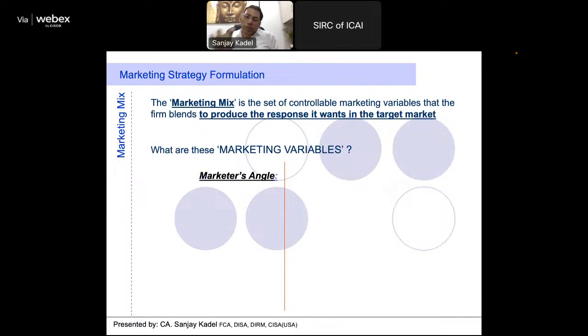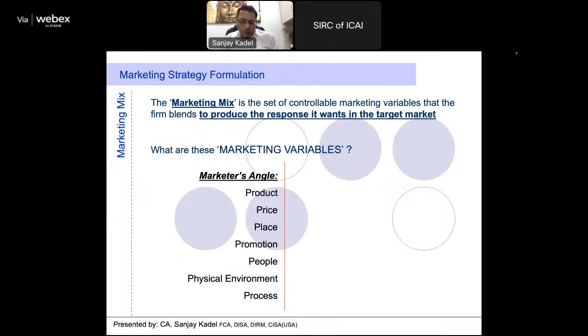Let us see that. From the marketer's angle, that is from the seller's angle, these variables are: product. Product itself is a component of marketing. Price, where you offer discounts, etc. Place, which is convenience for the customer. Promotion, people, physical environment, and process. So if you see, there are 7 variables: product, price, place, promotion, people, physical environment, and process. From the angle of a seller, we are calling these variables like this.